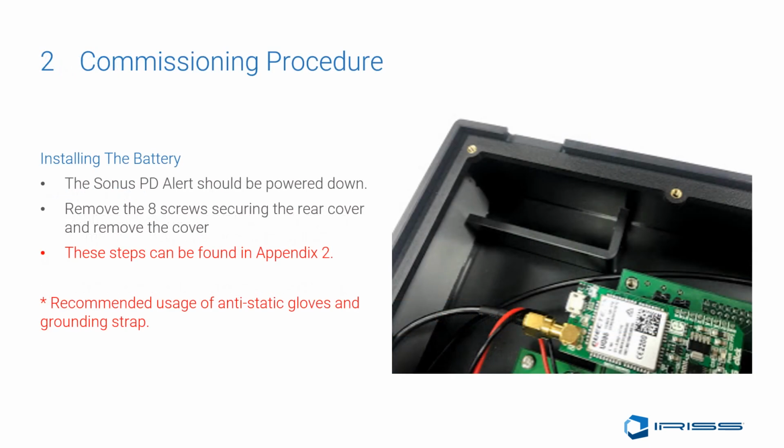Let's go over the commissioning procedure for your Sonus PD Alert. Installing the battery is pretty simple. The Sonus PD Alert should be powered down. You'll need to remove the 8 screws that are securing the rear cover and remove said cover.